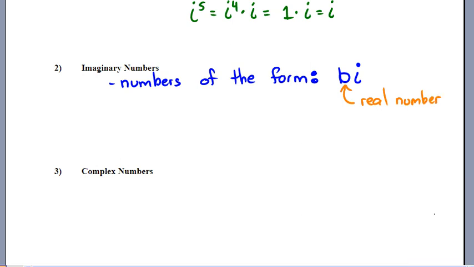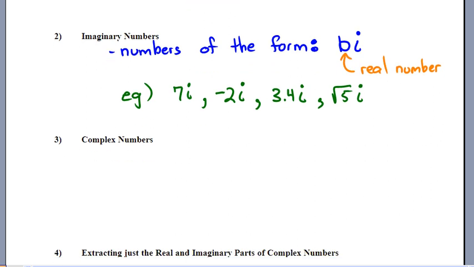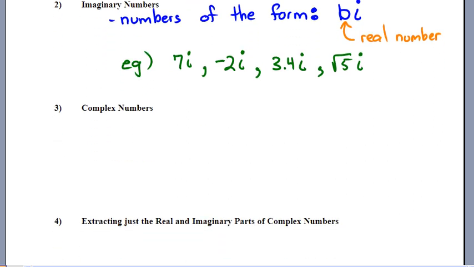Here are some examples of numbers that are purely imaginary. Maybe 7I, where I have that real number 7 out in front of the I. They can be negative, like negative 2I. You could have decimals. You could say 3.4I. You could even do things like root 5 times I. Okay, those are imaginary numbers, sometimes called purely imaginary numbers. And then complex numbers are very flexible numbers. These are going to be, generally speaking, a mix of real and imaginary numbers. We'll certainly allow them to be that.